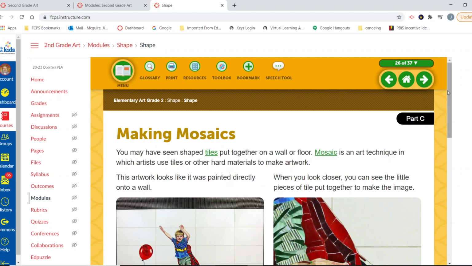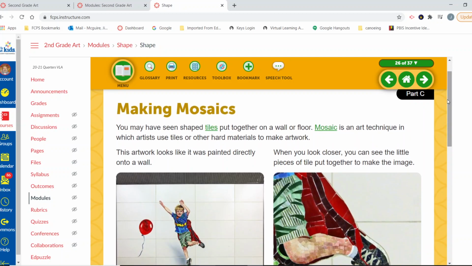So we're going to take a look at the idea of making mosaics with our last make day. And a mosaic is where you make a work of art by assembling little tiny shapes that when you step back, they kind of blend together to look like a larger shape. And so you may have seen shaped tiles put together on a wall or a floor. This is mosaic art technique, and it's often used by artists using tiles or sometimes other hard materials to make their work of art.